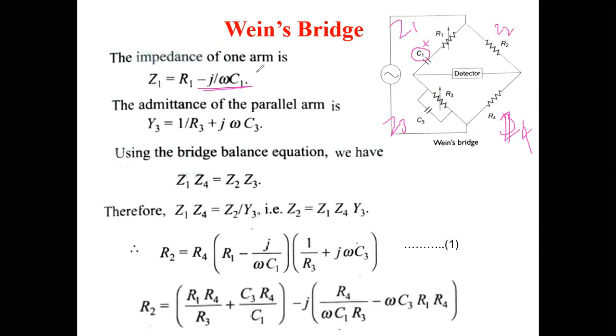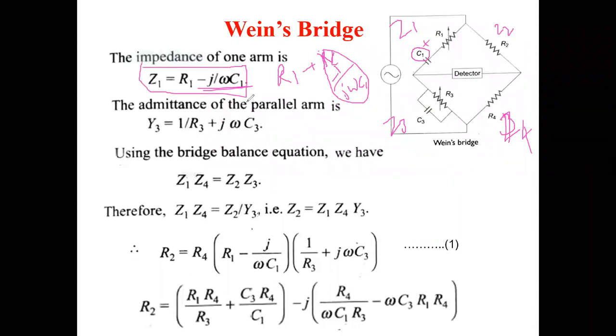or sometimes it can be written as R1 plus jXC, which is the reactance of the capacitance, where XC is equal to minus 1 by j omega C. Here C is C1, and therefore we replace it by XC, and we get the equation Z1 is equal to R1 minus j by omega C1.